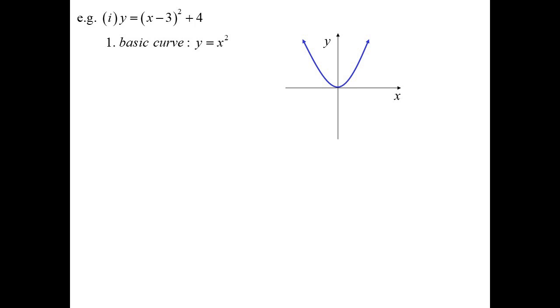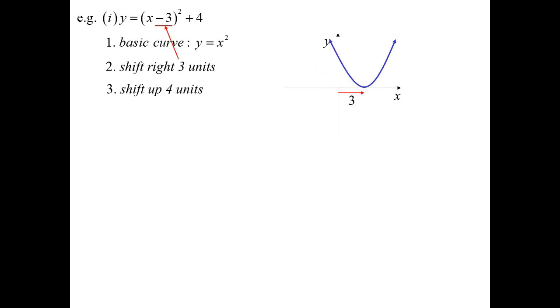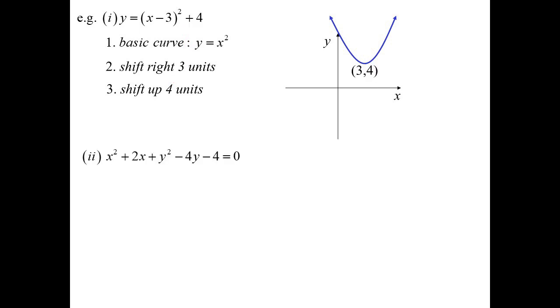Well, all right, I know it's the basic curve. I started with the basic curve, y equals x squared. But then it's grouped with the x, negative 3. So I've shifted it right 3 units. Okay, but then that plus 4, which is really y minus 4, means I've shifted it up 4 units. So there's our new graph. It's our parabola, vertex of course at 3, 4.